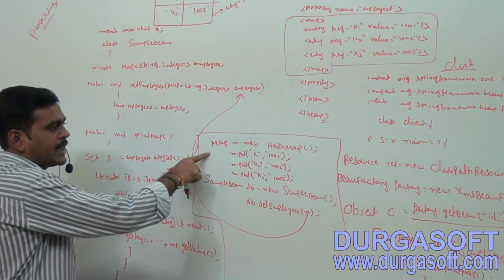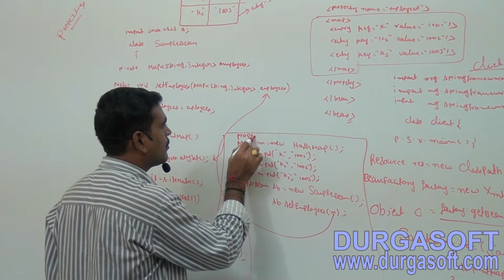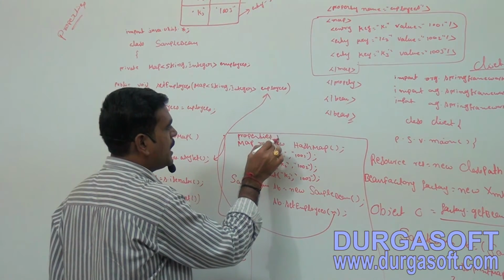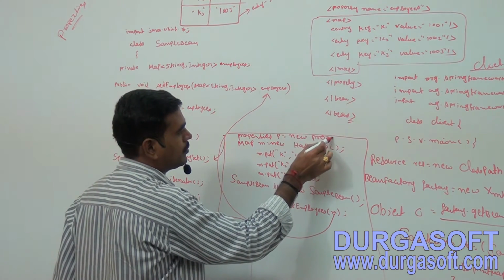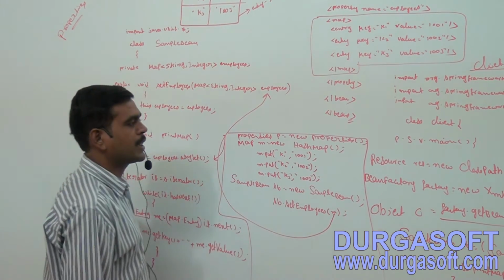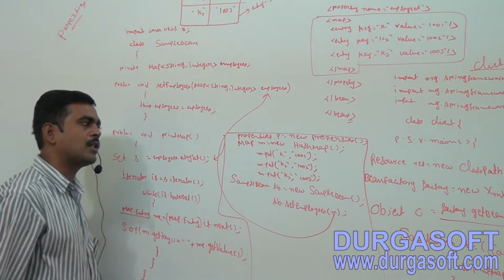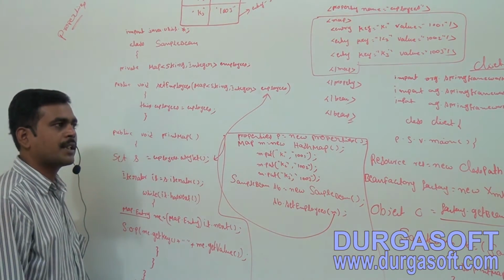If it is a properties collection, then Properties p is equal to new Properties. Like this, an object is going to be created. Then it is the same code only. Right? Now we'll see this example practically.